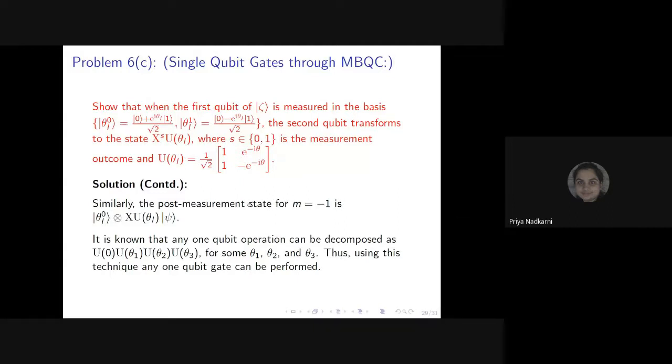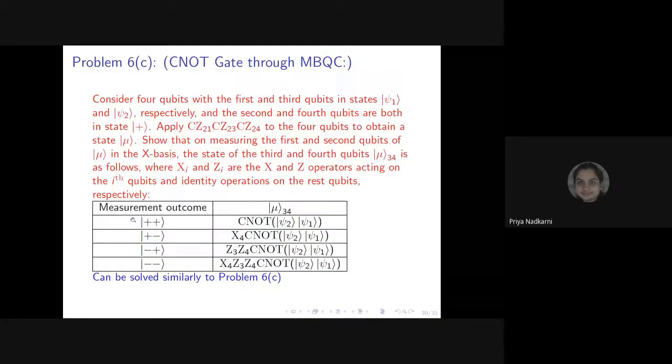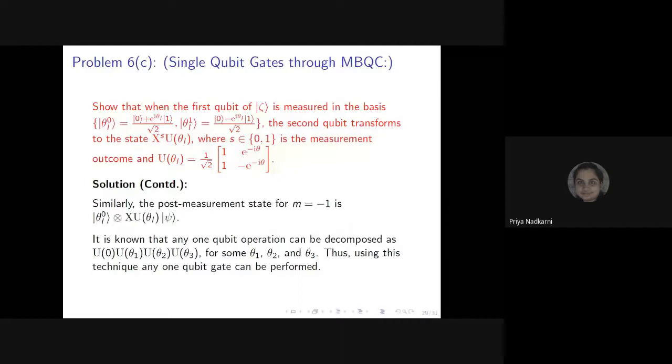Whatever I showed was for measurement outcome m equals -1. Similarly for m equals 1. For m equals -1, we get the state in this fashion where an X is applied. And we know what the measurement outcome is. So based on the measurement outcome, we can apply an X again and just cancel this X out. Any doubts on this problem?